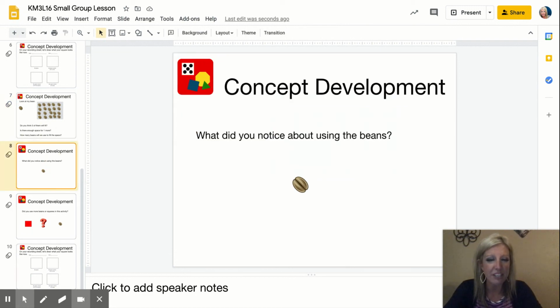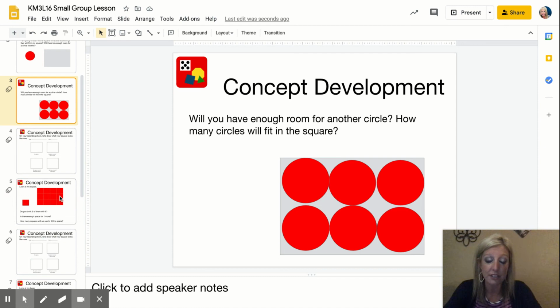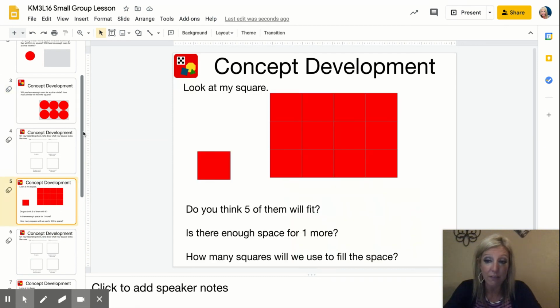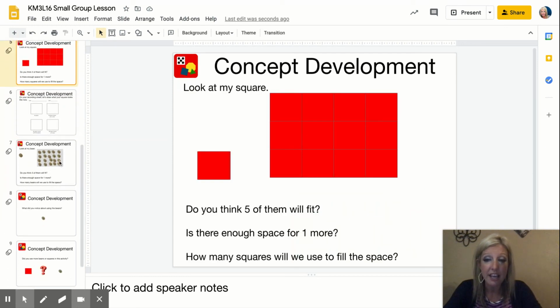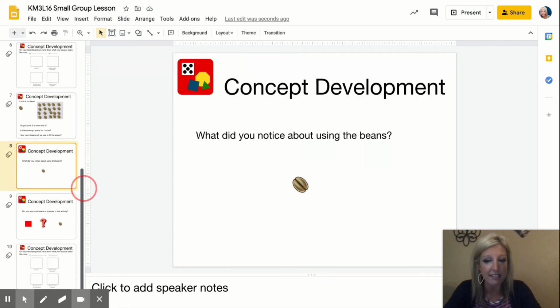So what did you notice about using the beans? So let's go back. Here we had 6 circles. Then we had 12 squares. And then 20 beans. So what did you notice about using the beans? Pause the video and have that discussion with someone at your home.